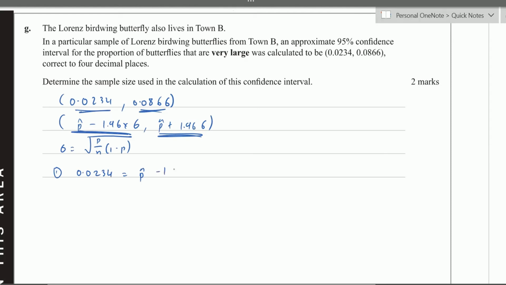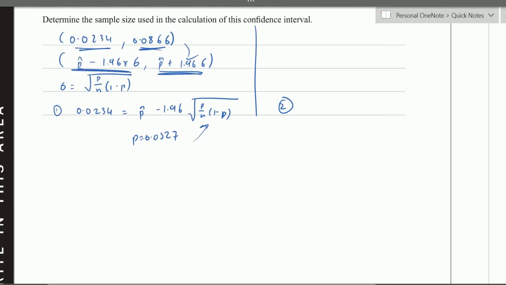P hat minus 1.96 square root P on N, 1 minus P. Or you don't actually need simultaneous equations because you know what P is. P is 0.0527, and you can just sub that in here and solve for n. And if you didn't know P, it wouldn't matter because you could use the other one as well to get your second equation, and then with simultaneous equations you could find P and n together.